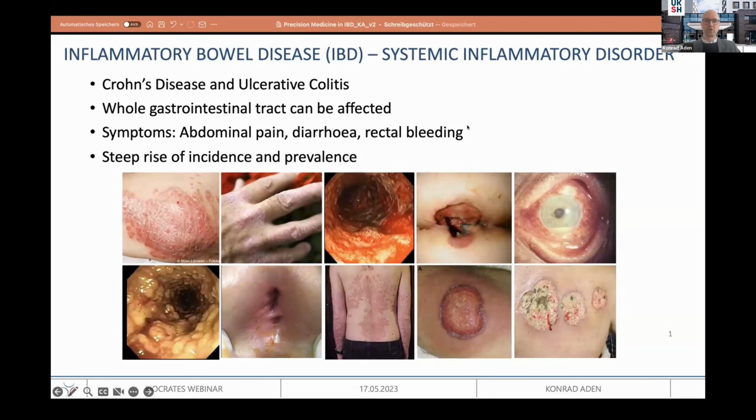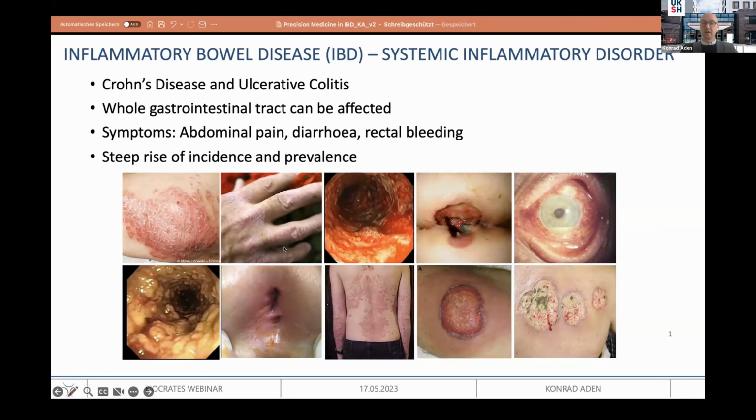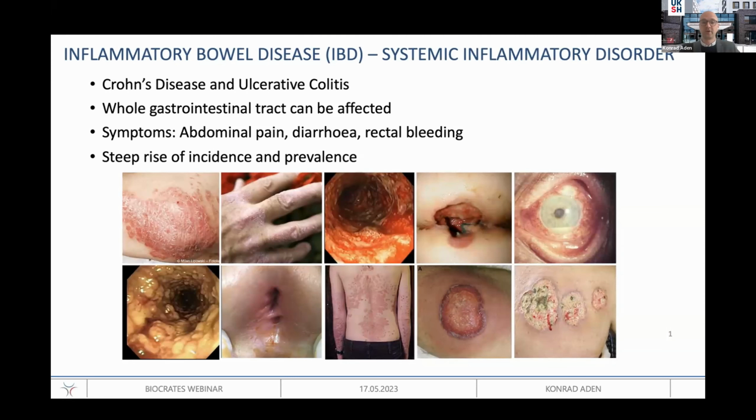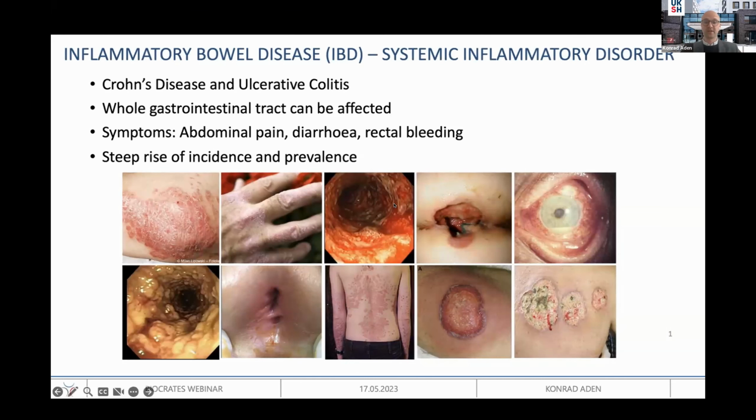So we're talking about Crohn's disease and ulcerative colitis. They are chronic inflammatory disorders which can affect the whole gastrointestinal tract. But what's also important, these are all pictures from patients with IBD. They basically present as a chronic systemic inflammatory disorder, which can present on all sides of the body. And we see a steep rise of incidence and prevalence, especially in the Western countries.